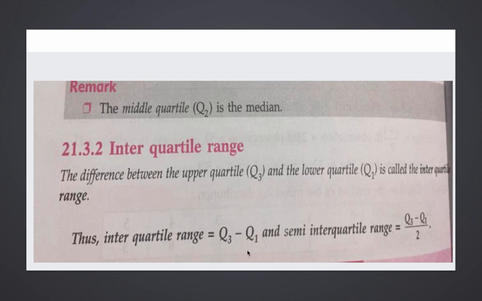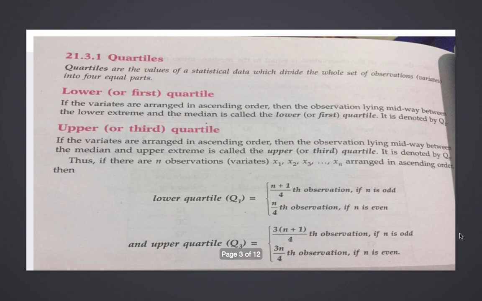So this is interquartile range, Q3 minus Q1. Semi-interquartile means this upon 2. Clear? Semi means half of this. Fine. Formulas, again I am repeating, 1, 2 and 3.